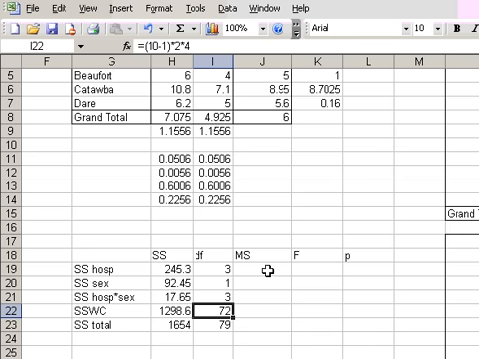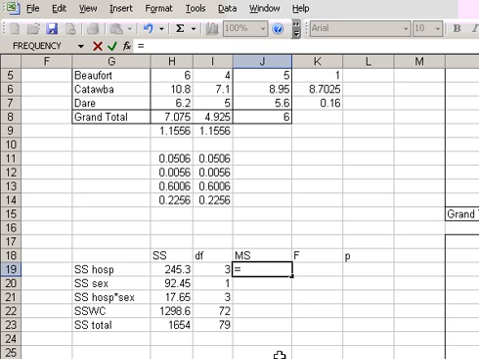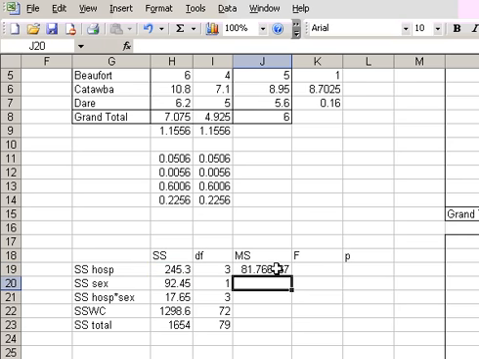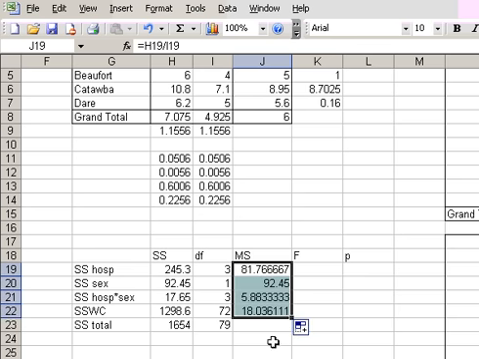Now we will calculate the mean squares. First will be equal to the sums of squares for hospitals divided by its degrees of freedom, and this value can be copied all the way down to sums of squares within cells. And just to make it a little neater, we'll change the number of decimal points to 2.